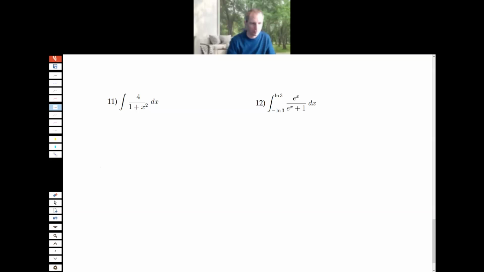Okay, so let's look at problem 11. Let me just give you a quick review. The derivative of arctangent x is 1 over 1 plus x squared, and that's what we're going to take advantage of here. So this 4 is a constant multiple, so I can just factor that out. Then when I integrate 1 over 1 plus x squared, because the derivative of arctangent of x is 1 over 1 plus x squared, the integral of 1 over 1 plus x squared dx is going to be arctangent x.